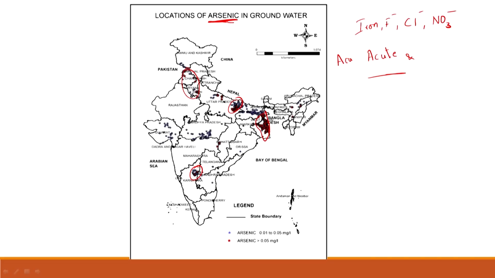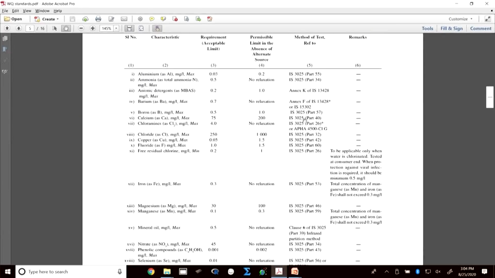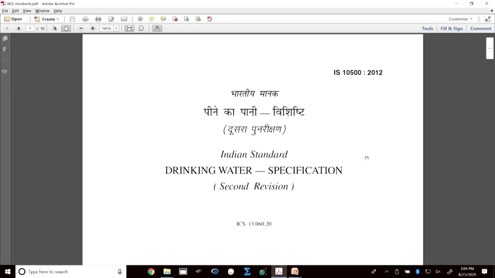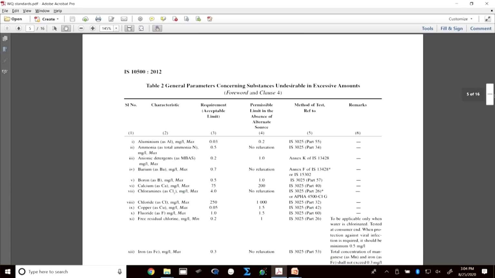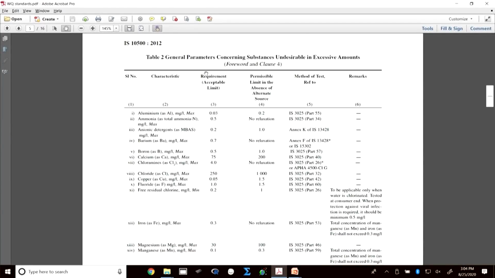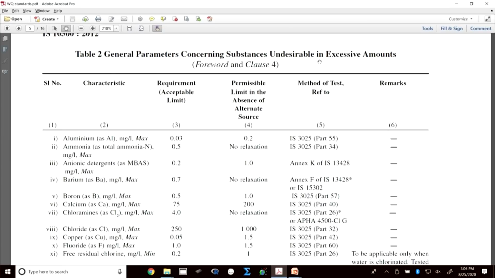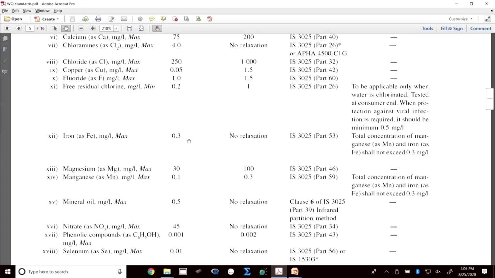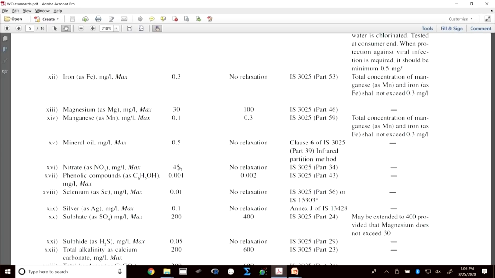As in, if we just switch back to the relevant BIS standards that we looked at earlier. This is the drinking water standards, I guess. And here we have different limits for different parameters. Here we are talking about the general parameters concerning substances which are undesirable in excess amounts. So, for example, we are looking at nitrate 0.3 milligram per liter, and nitrate 45 milligram per liter, and so on and so forth.